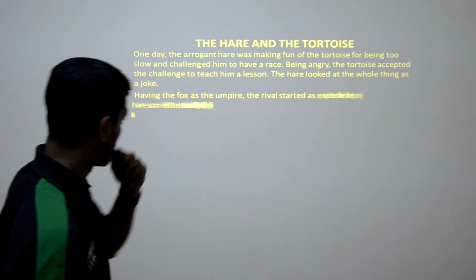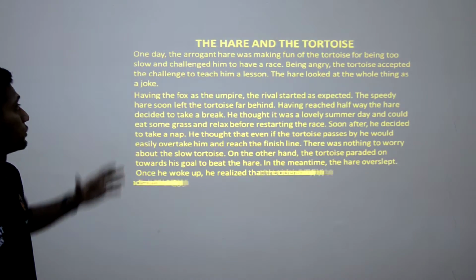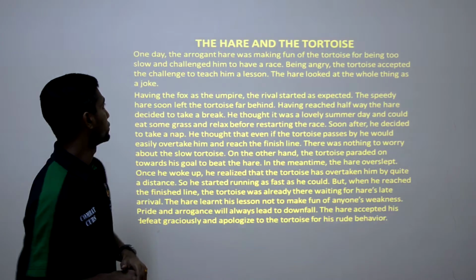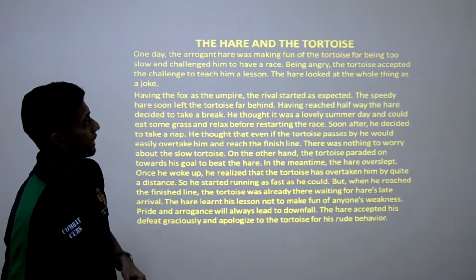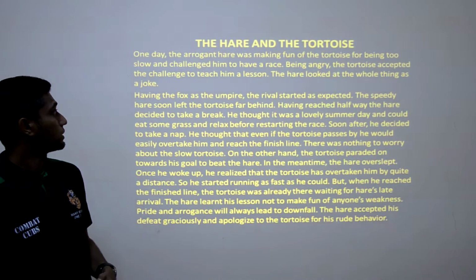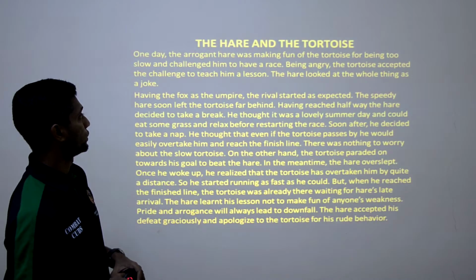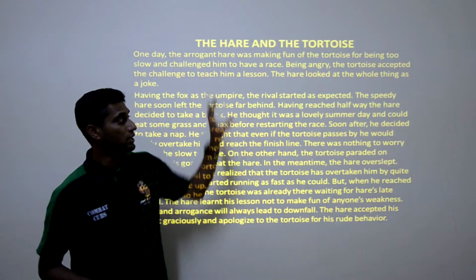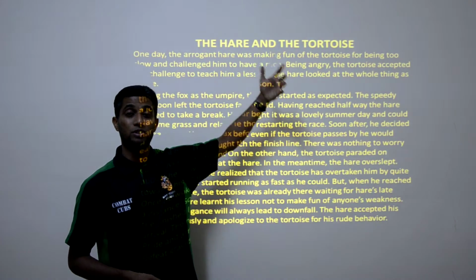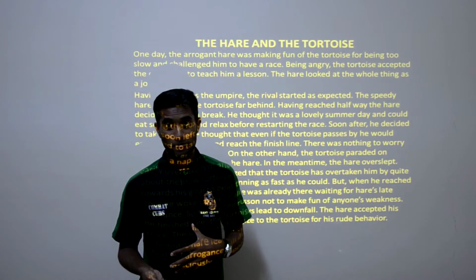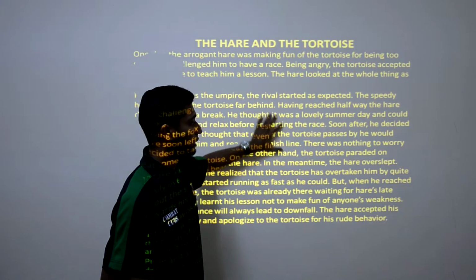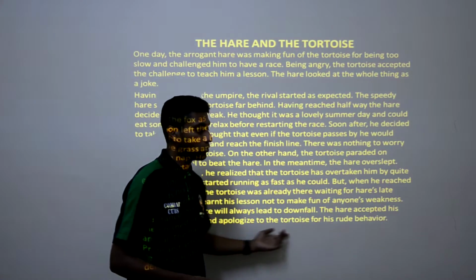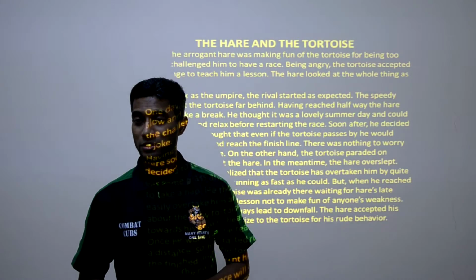So here is the story. Now it starts with, one day the arrogant hare was making fun of the tortoise for being too slow and challenged him to have a race. Being angry, the tortoise accepted the challenge to teach him a lesson. The hare looked at the whole thing as a joke. Now see, this is the beginning and also gives you the whole idea of what's going to happen. Then we narrate the whole event, what happened, and then it comes with a moral lesson.